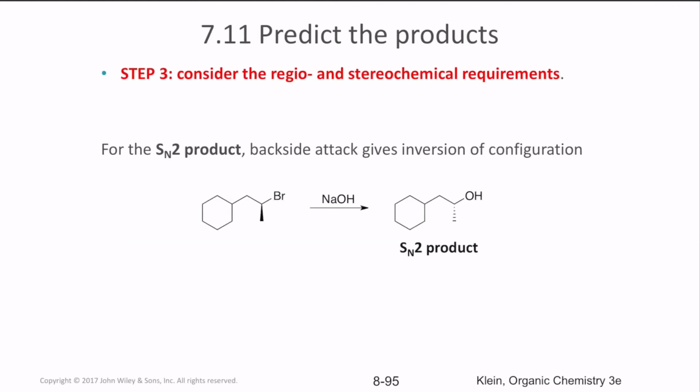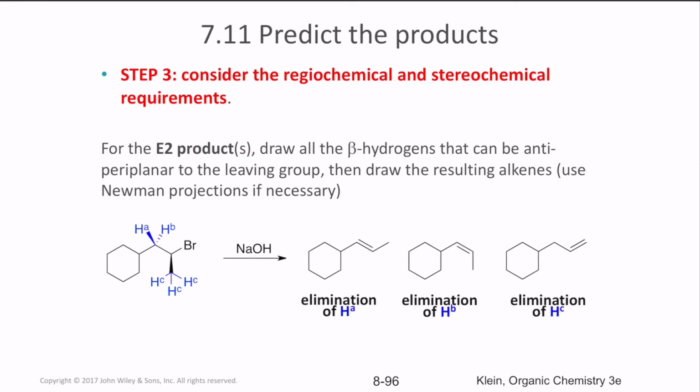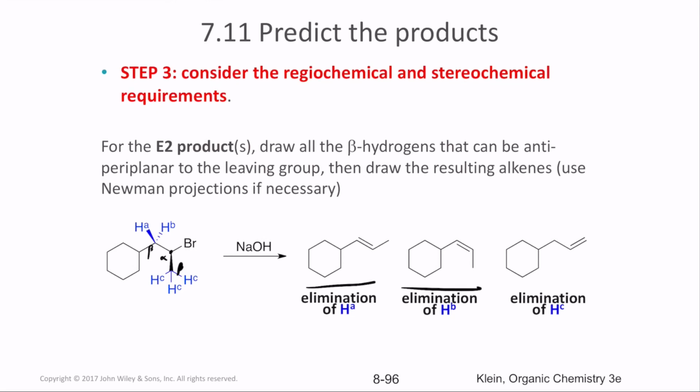Now what would be the SN2 product here? It undergoes inversion of configuration, so whatever here is in the front will go to the back, and in place of Br you will have OH. So this is the SN2 product. In terms of the E2 product, we have to draw all the beta hydrogens. This is the alpha carbon, this is one of the beta carbons, this is the other beta carbon. Now after you eliminate the beta hydrogens, these are all the products that you end up with.